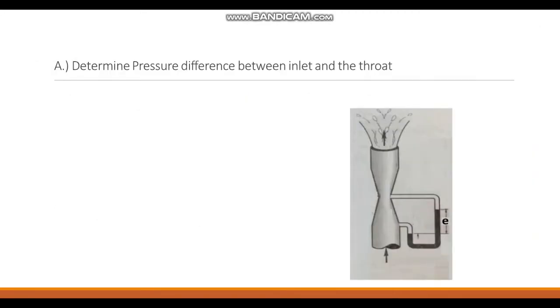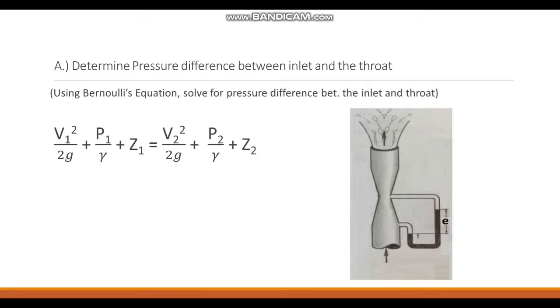So in computing the pressure difference, we'll be using Bernoulli's equation from inlet to throat. Knowing that Z sub 1 is equal to 0, we're going to transpose all pressure heads on the left side while velocity heads on the right, leaving us with the equation P sub 1 minus P sub 2 divided by unit weight equals V sub 2 squared minus V sub 1 squared over 2G plus Z sub 2.